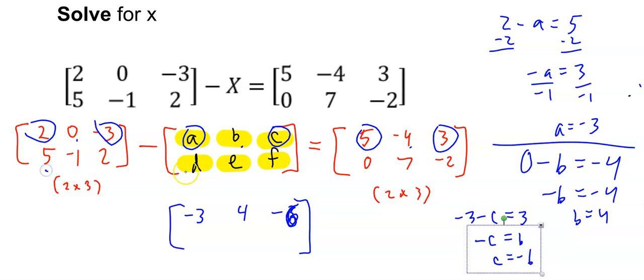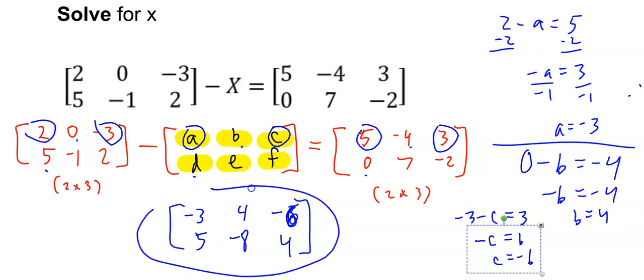Set up the next one. 5 minus d is 0. 5 minus 5 is 0. That's easy. -1 minus e is 7. So -1 minus -8 is like +8, which is +7. And 2 minus f is -2. 2 minus 4 is -2. So pretty soon you figure out the matrix, which is really what we're trying to find. The matrix X would be this matrix right there.